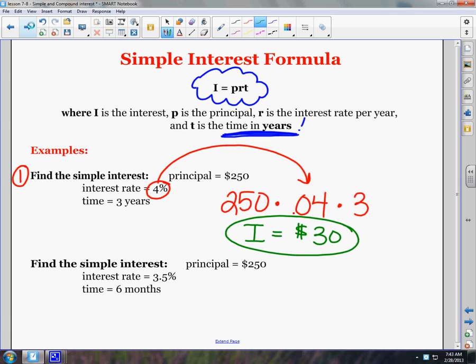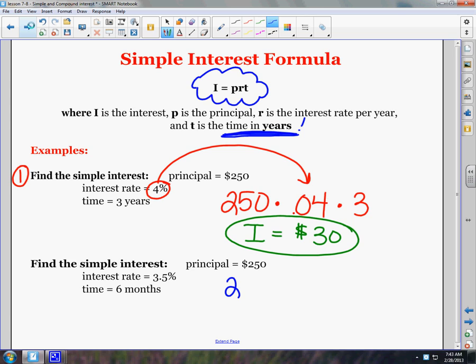That is just money that the bank pays to people for letting them borrow their money. So you put $250 in. If you don't touch it for 3 years, they're going to give you $30. So then in 3 years, you'd have $280. So try the next one, and then we'll go over it.